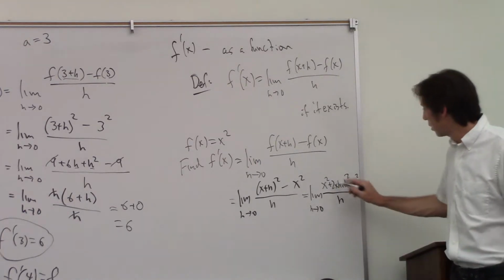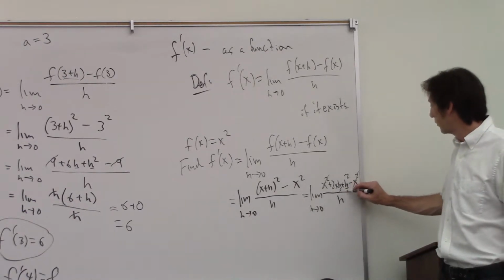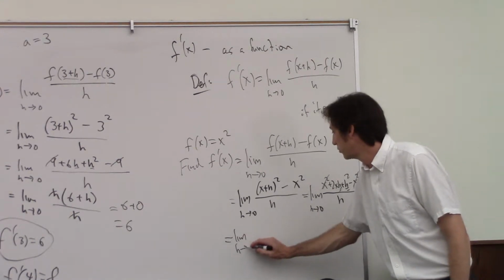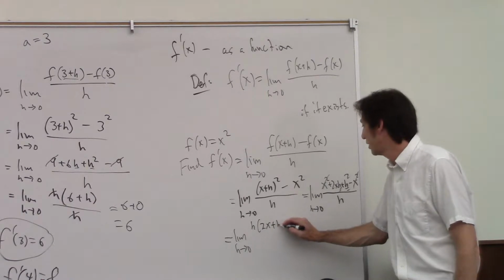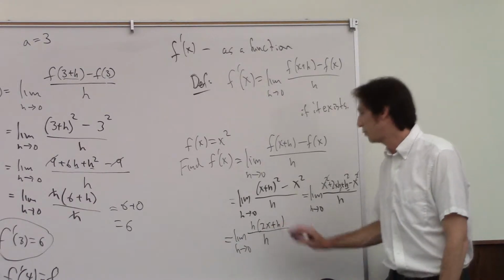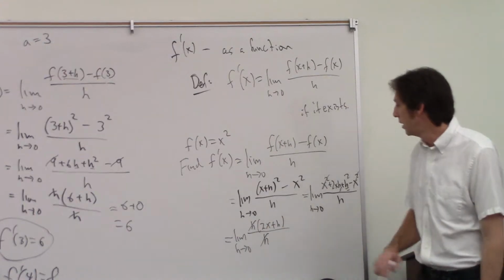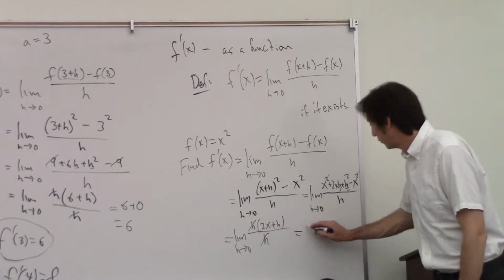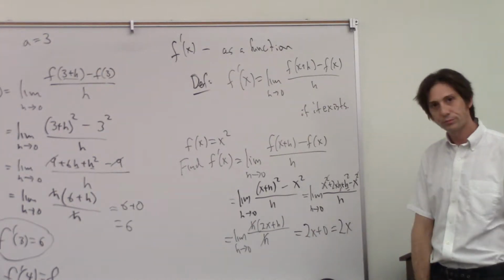Just like a second ago, I see that my x squareds cancel. Now I see that each term in the numerator has an h in common, so you can factor it out. You get the limit as h goes to 0 of h times (2x plus h) from factoring, all divided by h. At this point, the h's cancel, like they did before, and now I can plug in h equals 0 to get the limit. So I get 2x plus 0, or just 2x.